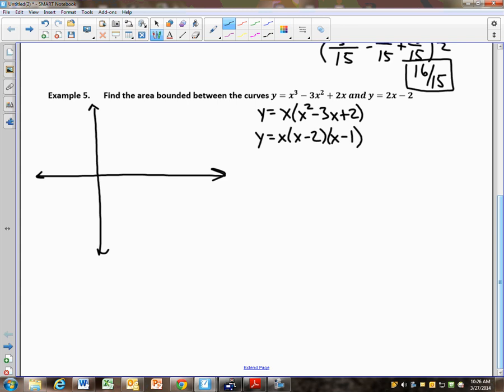So you can see that this graph, it's a cubic and has x-intercepts at 0, positive 2, and at -1. So I'm just going to plot those.